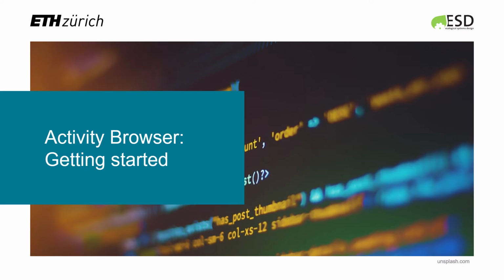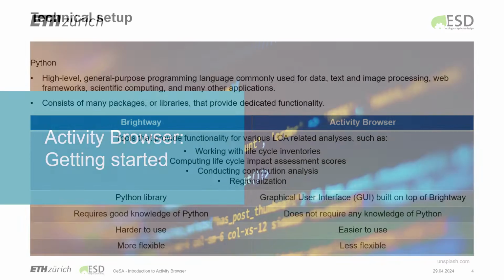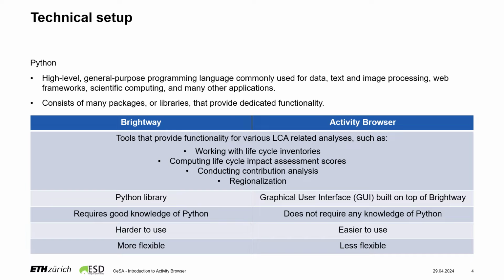Yes, so if we are talking about Activity Browser and lifecycle assessment computations, then we need to keep in mind three maybe important packages, things, or notions. These are Python, Brightway, and Activity Browser itself. Python is basically a high-level general purpose programming language used nowadays in many applications, ranging from web to data science to scientific computing and in research projects as well.